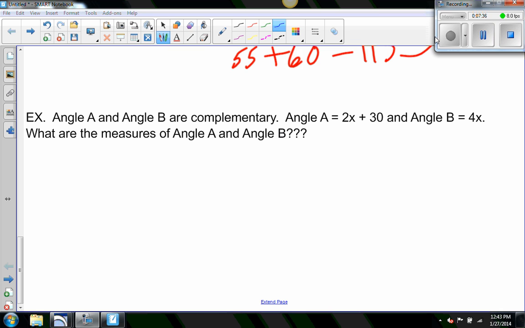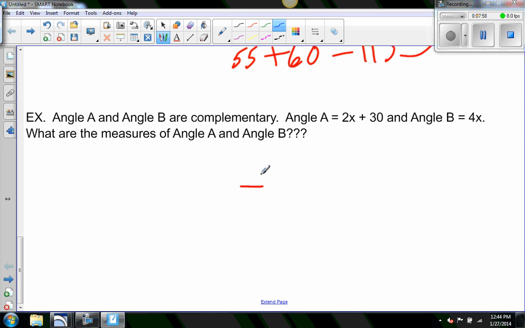Then here's another example that does not have a drawing with it, but it has all the information I need to be able to solve it. It says angle A and angle B are complementary. What did complementary mean? It means that the two angles have to add up to 90. So angle A equals 2x plus 30, angle B equals 4x. What are the measures of angle A and angle B?